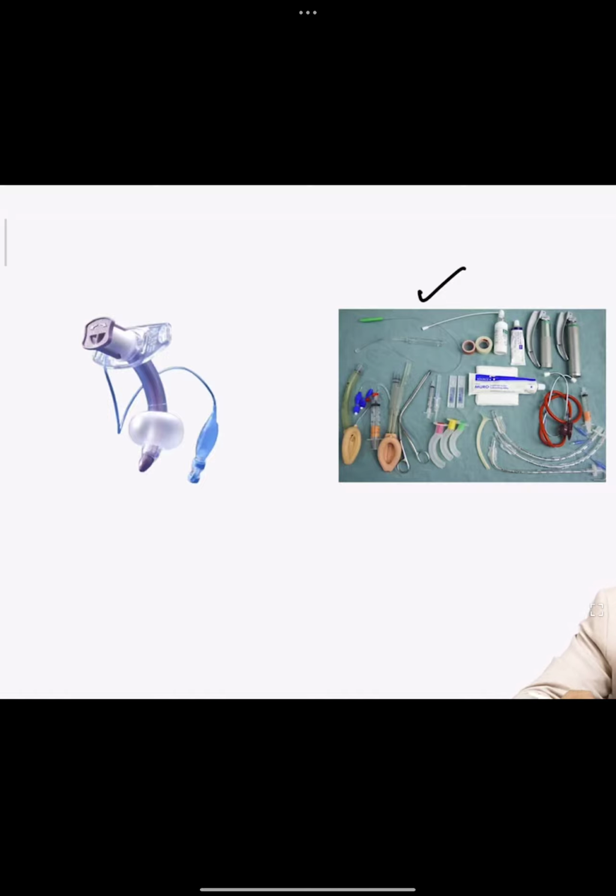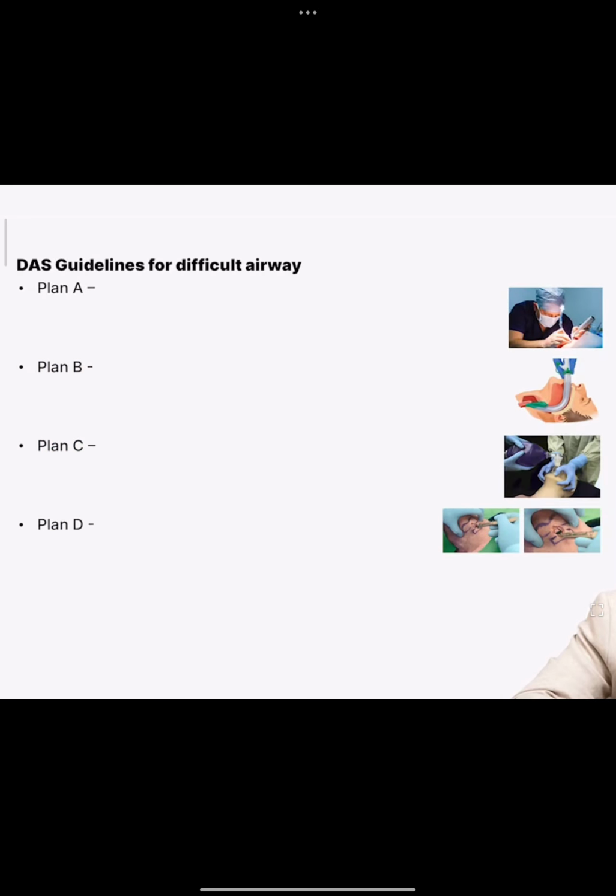This is the difficult airway set where you are keeping different types of tubes available, different types of LMA, different types of oral airway, different types of nasal airway, different types of laryngoscopes available, and also a tracheostomy tube with you. So guys, remember, what is the plan A for difficult airway? You go for intubation with a normal laryngoscopy. At least you go for 3 attempts.